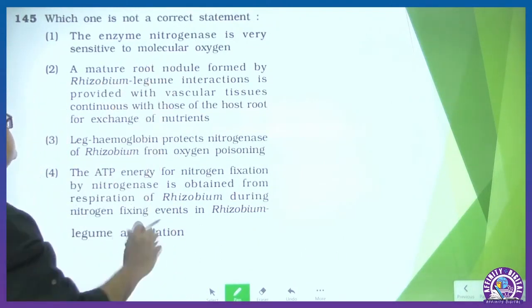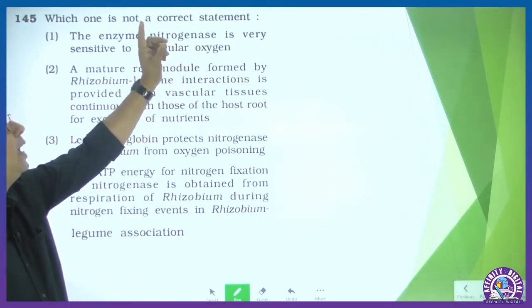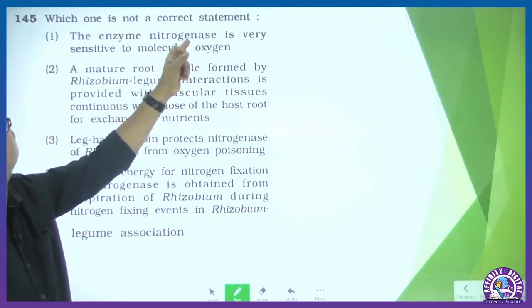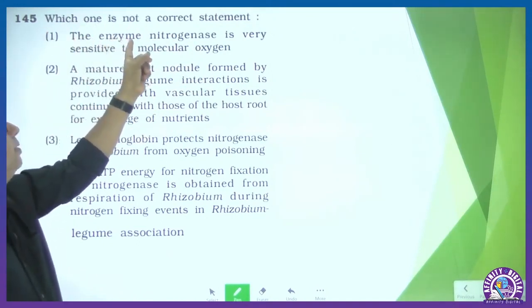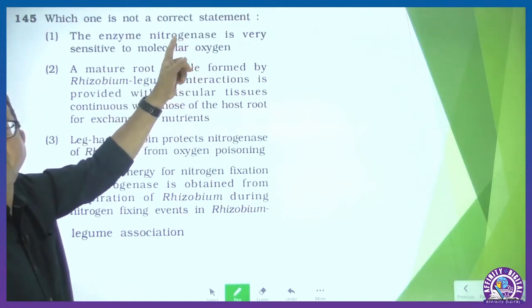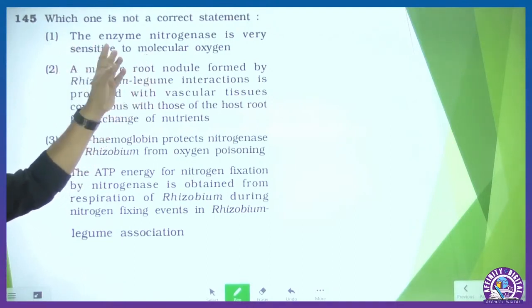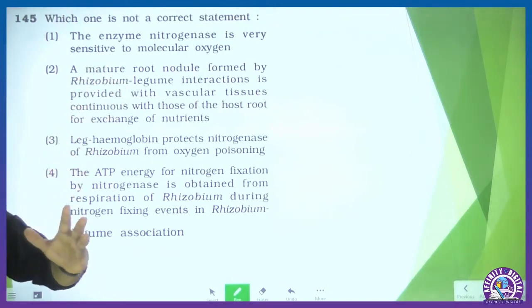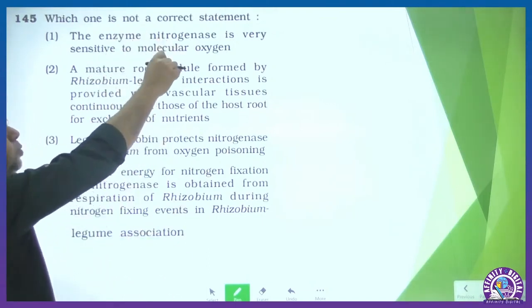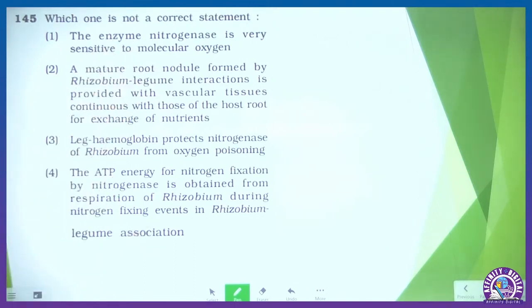Then, next question. Which one is not a correct statement? This is a question on mineral nutrition chapter, and this question is devoted to rhizobium legume association. The enzyme nitrogenase, as you know, it fixes atmospheric nitrogen. The enzyme nitrogenase is found in all nitrogen fixing organisms. Okay, nitrogen fixing organisms, two groups are there, some bacteria and some cyanobacteria. Question dekhke pata chalna chahiye ki this is a question related to rhizobium legume symbiosis.